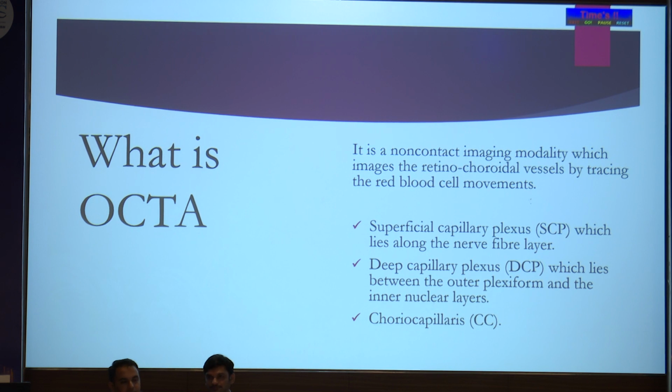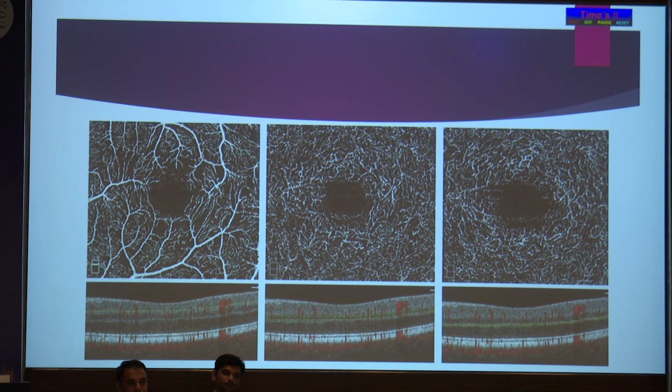Using the movement of red blood cells we can trace the vasculature, and using that modality we are able to differentiate different layers of retinal vasculature. So for example, we have this image on the leftmost side. It shows the superficial retinal vasculature. This lies along the level of the retinal nerve fiber layer.